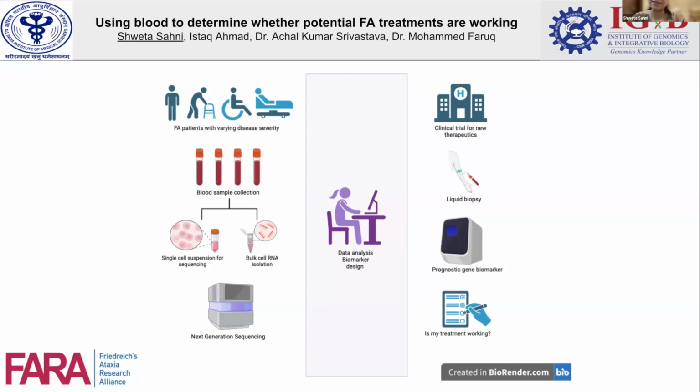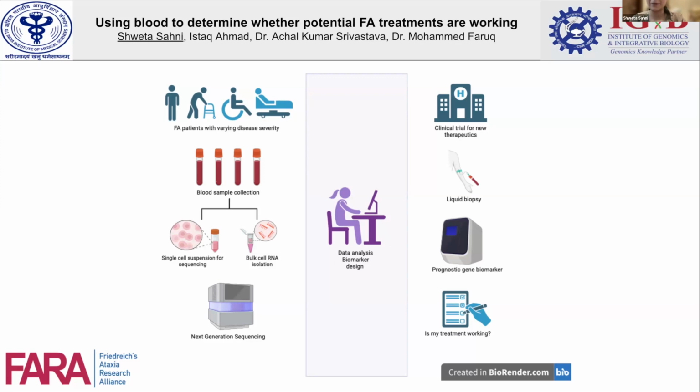Now, once I have sequenced the samples, I have generated all the data. I'll be analyzing this data and using bioinformatics and computational tools to find FA-specific biomarkers. Now, these biomarkers will be in the form of a group of genes whose expression levels will tell us about the disease status. Once this biomarker panel is developed, we hope it can be used in clinical trials to see if the new treatments are working or not.